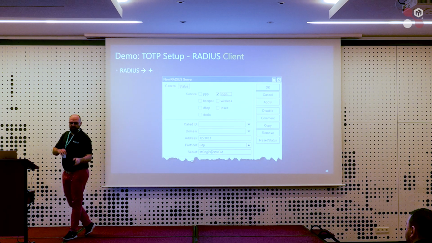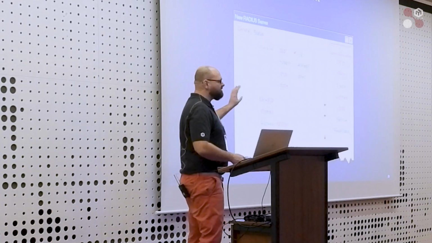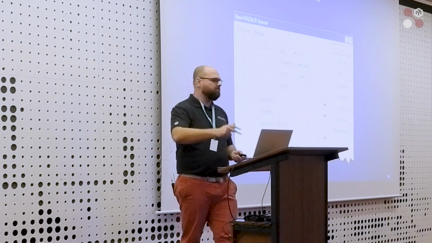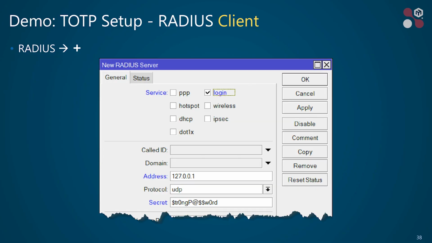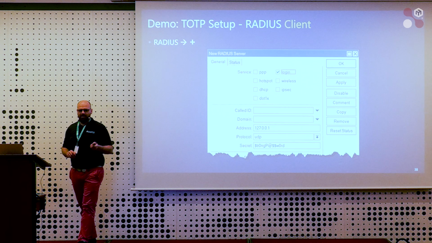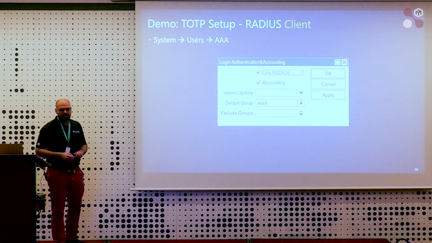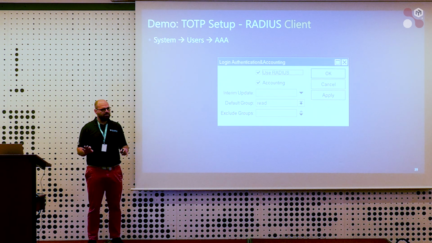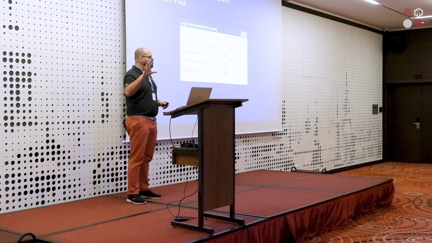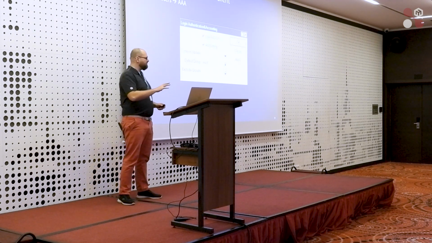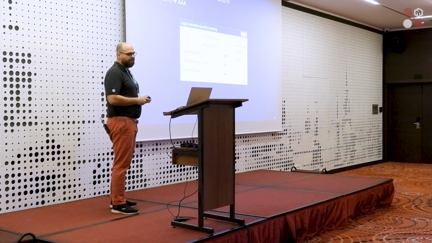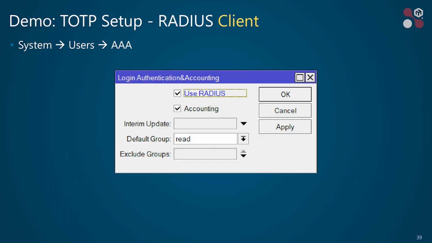Not for wireless, not for 802.1x, not for anything else, just for the login services, which means logging to WinBox, SSH, WebFig, whatever, okay? And then the last thing, you go to system users and you just enable use Radius. That's it. So on the client there are 2 clicks, and on the server there are 3 clicks. Of course, you can automatize it for you by some scripts.